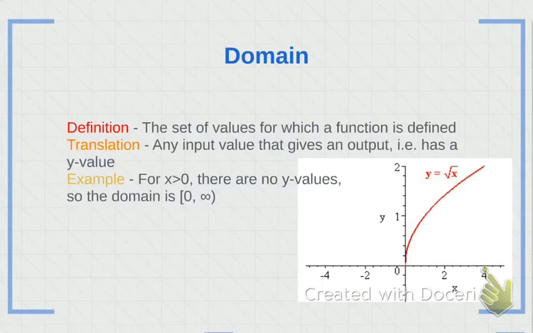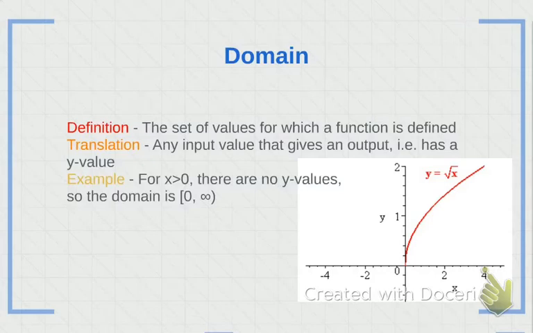Domain is the set of values for which the function is defined. Usually we call those the x values, and a more commonplace definition might be any input value that gives an output. So any x value that has a y value.